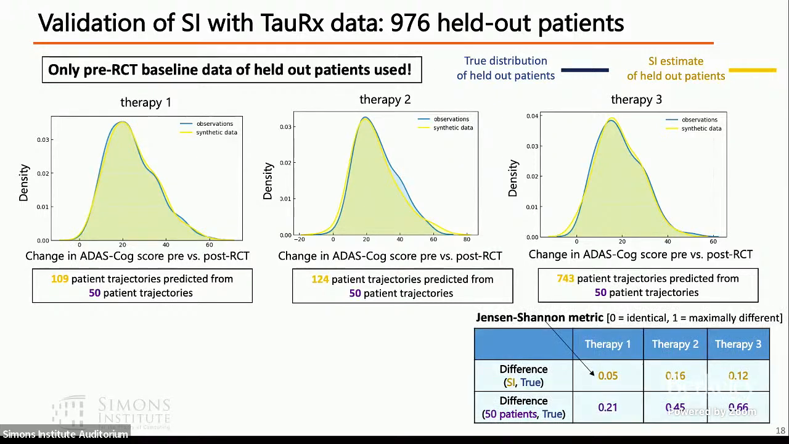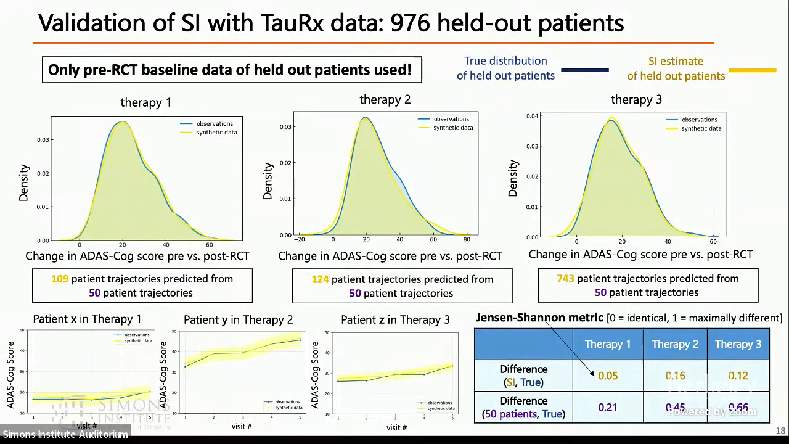To quantify this, one way you can do that is through the Jensen-Shannon metric, which is a way of defining the distances between distributions. The closer it is to 0, the better. So 0 means you could perfectly recreate it. 1 means you're maximally different. So at least you can see that the difference is close to 0 as you'd hope. A natural baseline to compare with is what the distribution would look like if you used the 50 patients. You can see it's significantly worse. So there is a lot of information gained by using synthetic interventions over this natural baseline.